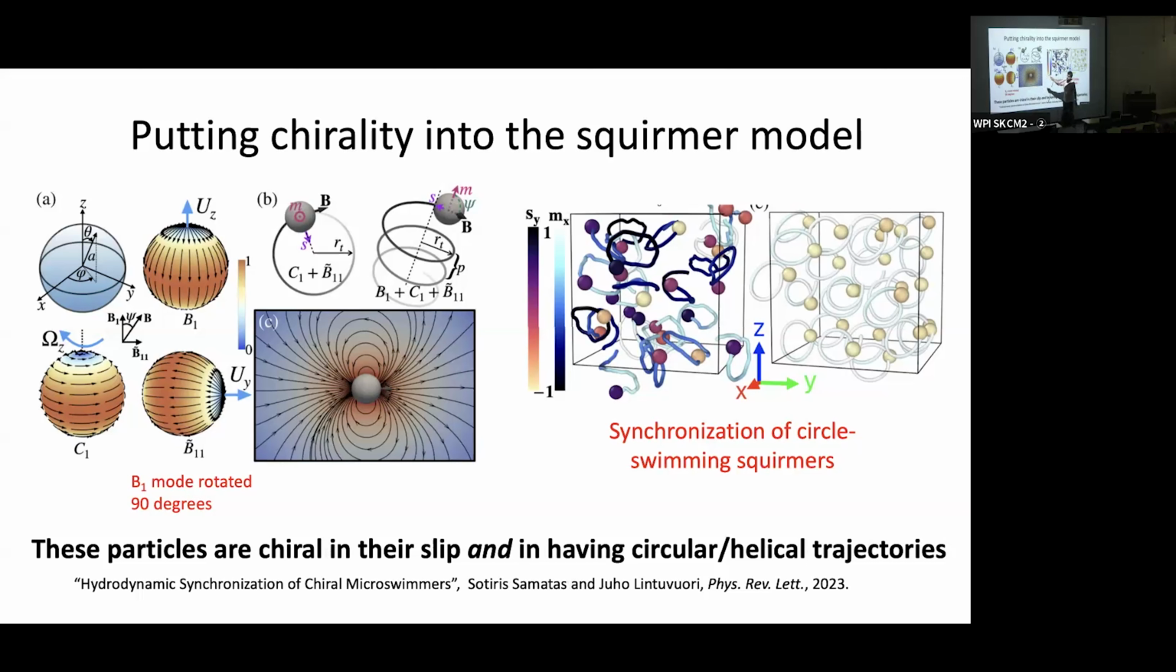So you'll get a circle swimmer, which are a very big deal right now in active matter. They give you all sorts of interesting things. And so I would say these particles are chiral in 2 senses. One, you have this chirality in their slip, and then you also have chirality in their trajectories, and those things are related. If you have all 3 modes, you'll get helical trajectories. And they get interesting things in this paper, synchronization of their circle trajectories and so on. So very clever. I wish I had thought of that.